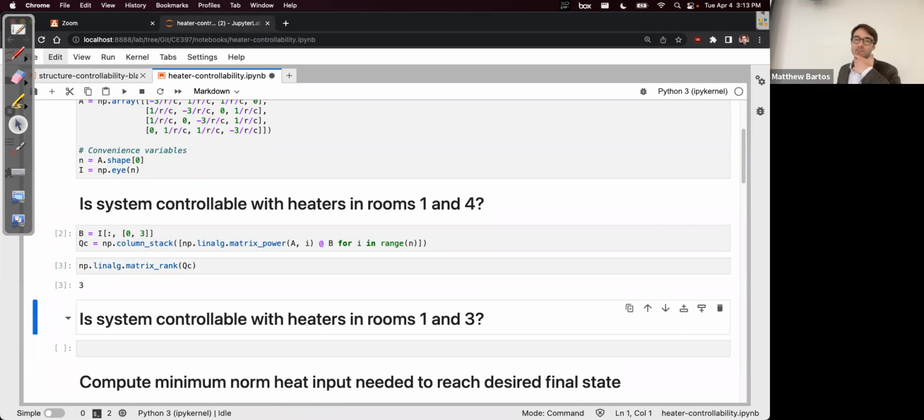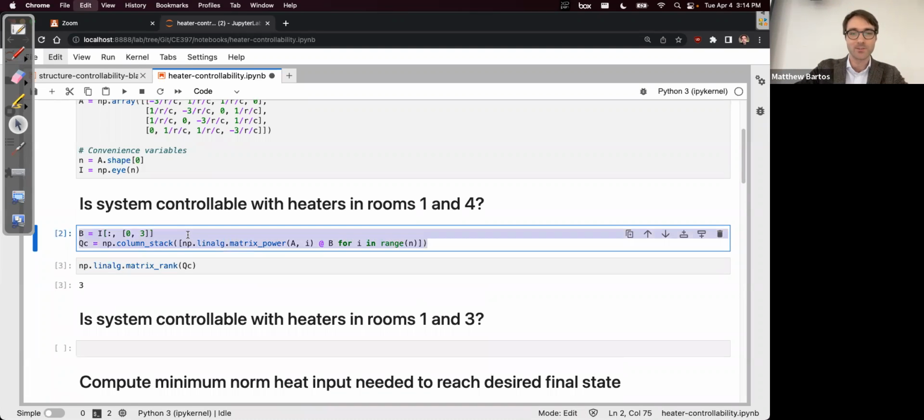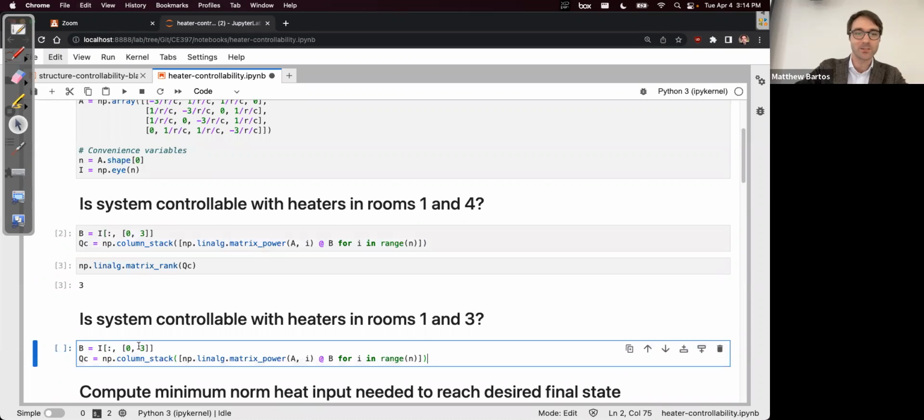So in this case, is the system controllable? We have 4 rooms. The rank of our controllability matrix is 3. So it's not controllable with heaters in rooms 1 and 4. So on the diagonals, let's take a look at whether it's controllable with heaters in rooms 1 and 3.